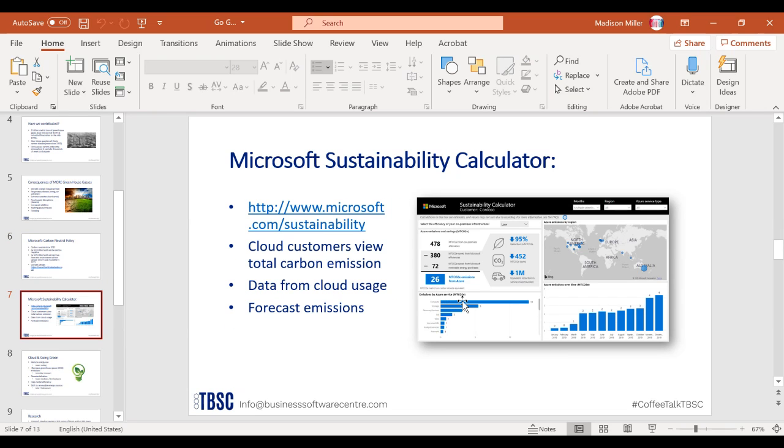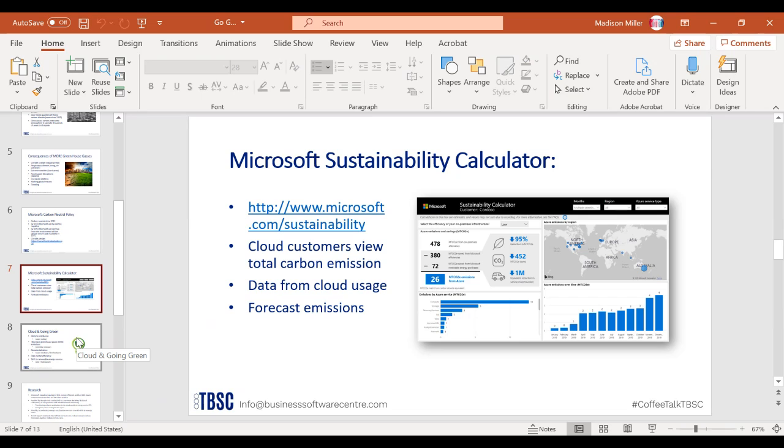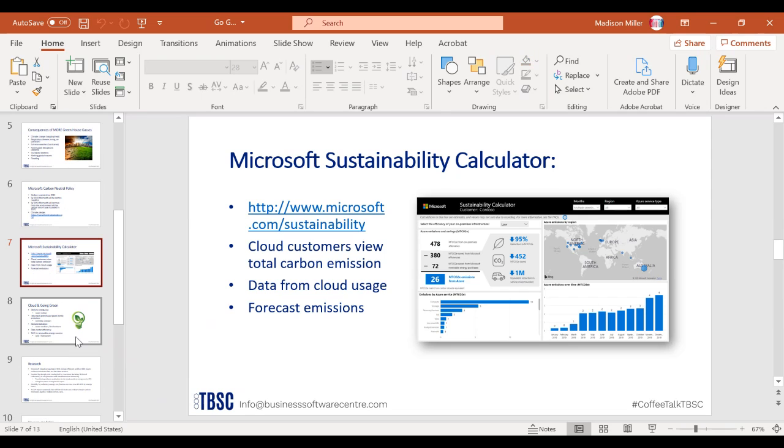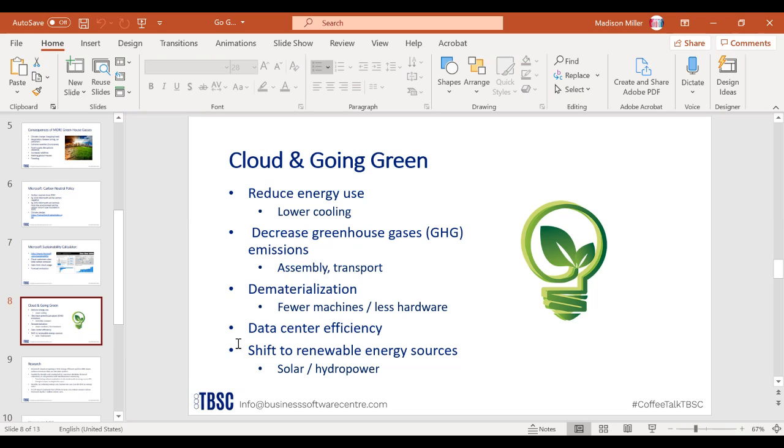One example of that would be their sustainability calculator, and this is specifically for their clients. So you can get a breakdown of your total carbon emissions, and this is from the data they collect from your cloud usage, and then they can forecast the emissions that they anticipate with your cloud usage, which I find an excellent tool. I actually didn't know about this until recently. So yeah, I would say if you're looking to get more involved, definitely check out what Microsoft is doing there with the sustainability.